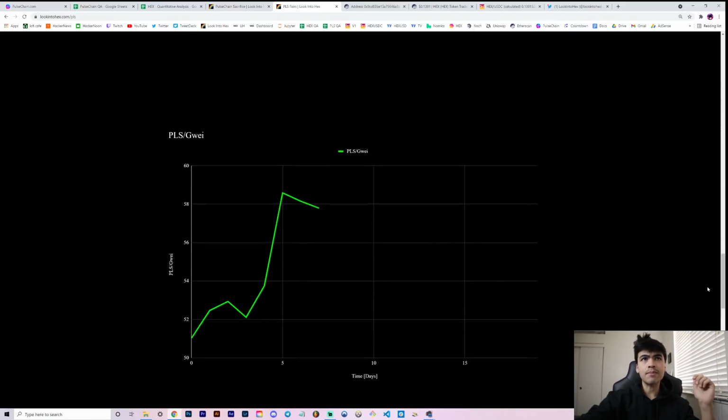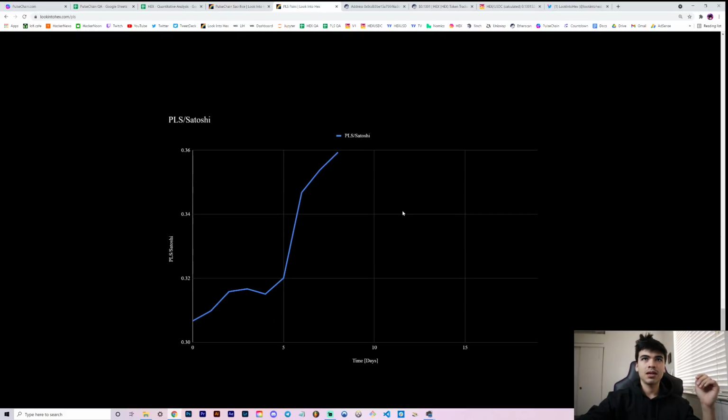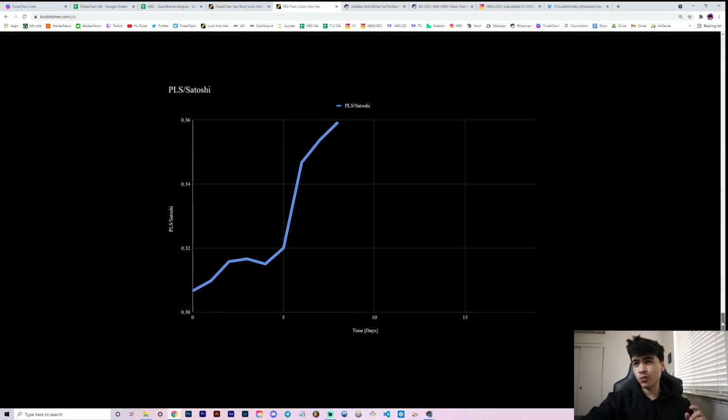And so you have this shape where Pulse has clearly been outperforming Ether or Gwei on this chart, starting at about 51 Gwei per Pulse, and now currently sitting at about 57, 58 Gwei per Pulse. Same with Satoshis. This is your Pulse BTC valuation. Started at about 0.3 Satoshis, and now we're about 0.35. So it's pretty crazy to think that one Pulse isn't even worth one Satoshi.